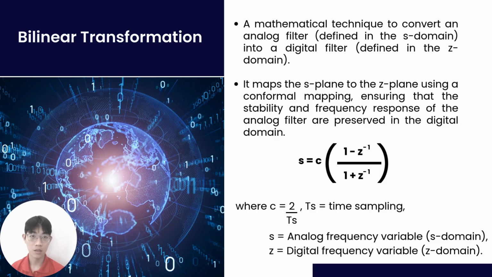I'm going to discuss the topic of bilinear transformation. A bilinear transformation is a mathematical technique to transform an analog filter, which we define in the S domain, into a Z domain digital filter. The formula is shown here, where C is equal to 2 over the sampling time.